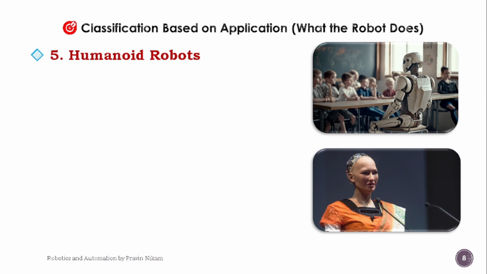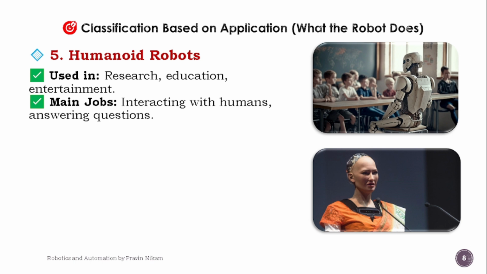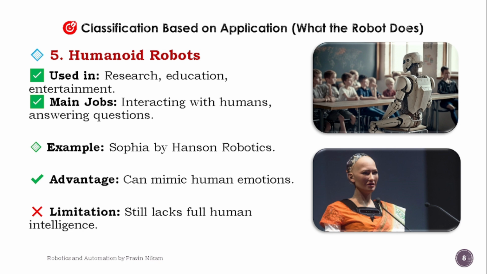Then fifth robot is humanoid robots used in research, education and entertainment. And the main job of this humanoid robot is interacting with humans and answering the questions. Example is Sophia by Hanson Robotics. Advantage is can mimic human emotions. Sophia robot can mimic human emotions. And limitation is still lacks full human intelligence.